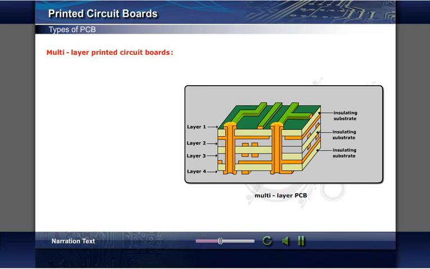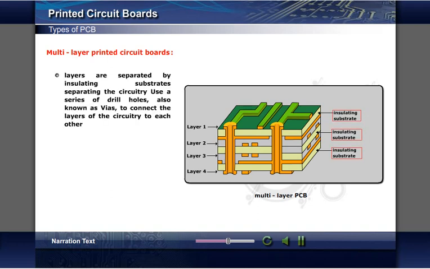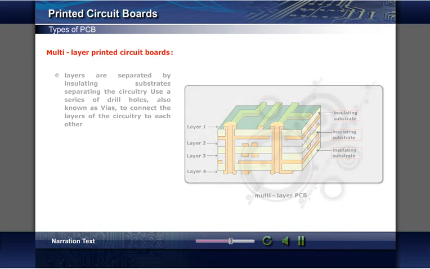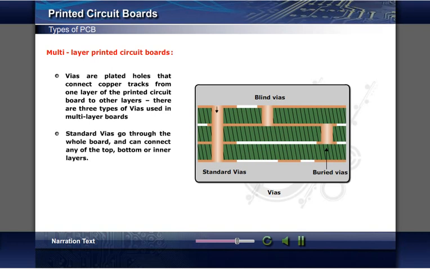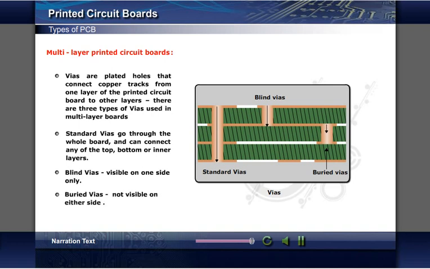Layers are connected to each other through a series of holes called vias. Vias are of 3 types: standard, blind, and buried. Standard vias go through the board and can connect any of the top, bottom, or inner layers. Blind vias go from the outside surface to one of the inner layers only. Buried vias only connect 2 or more inner layers. Hole is not visible from outside.